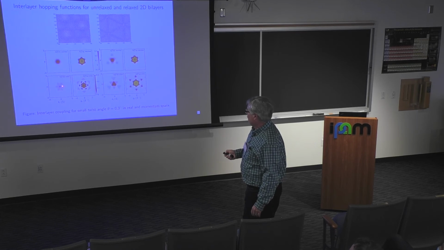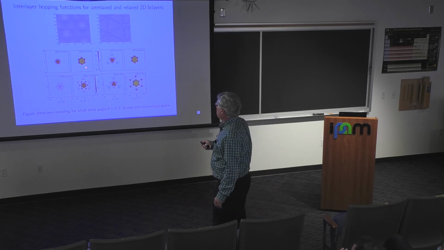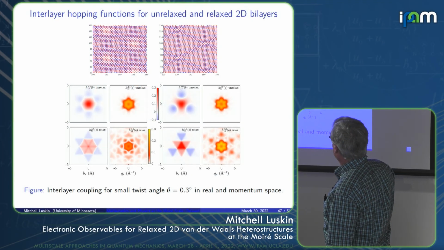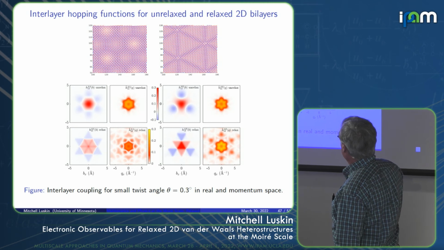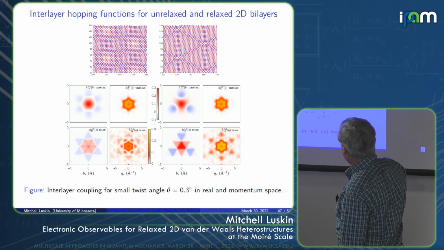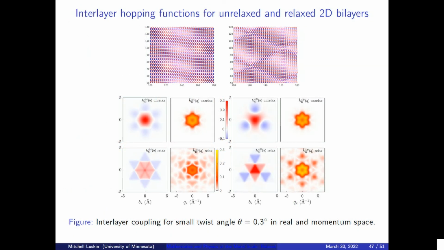So at small angle, and this is just the computation, this is probably the thing to look at. This is the AA, this is unrelaxed. And then here, this is the relaxed, this is your interlayer hopping function in the relaxed case. So that means the G's have to be much larger to capture accuracy.